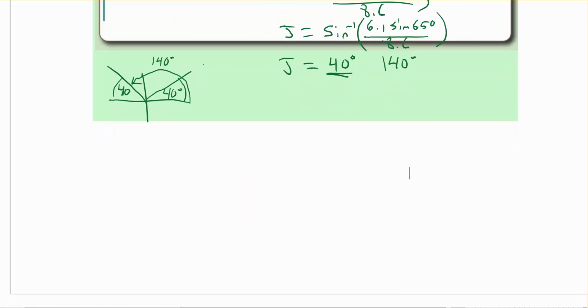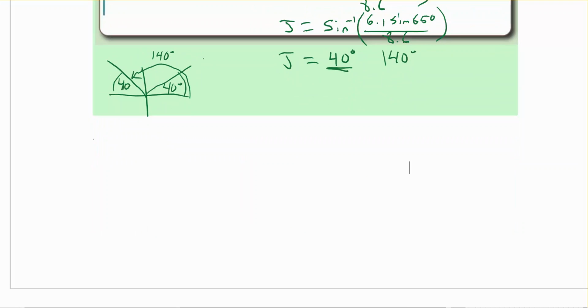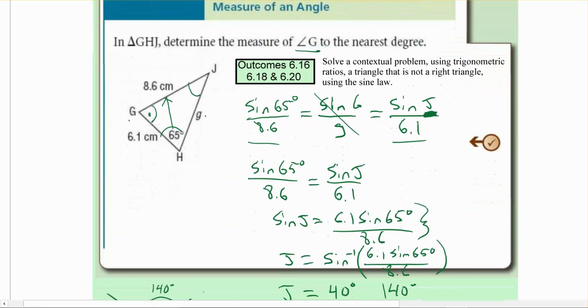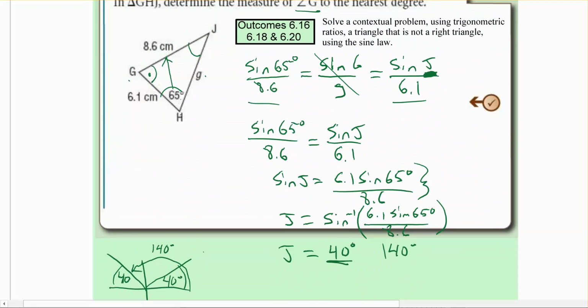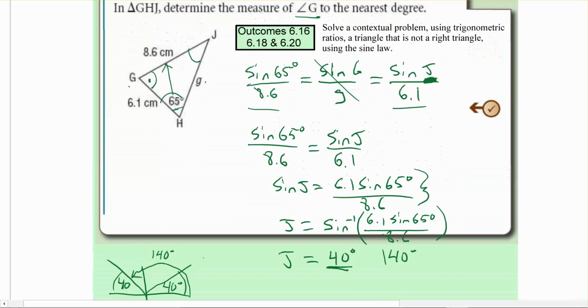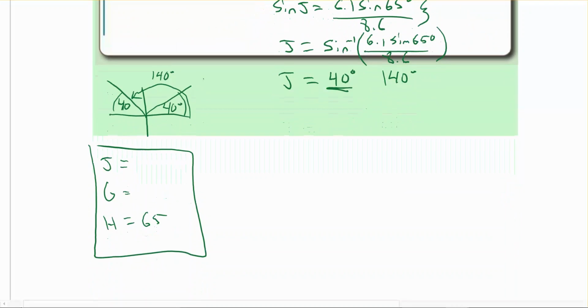So what we're going to do is make a little table. Something like this, with J, G, and H. And these are our angles, right? So angle J, and we're talking about these. I know angle H is 65, so I can write that in there.